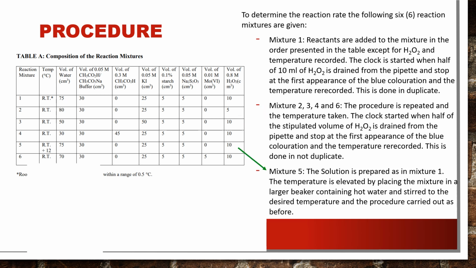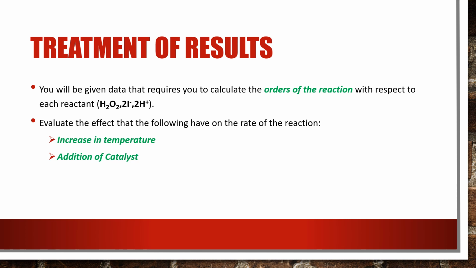For reaction mixture 5, the solution is prepared as in mixture 1, the temperature is elevated by placing the mixture in a larger beaker containing hot water and stirring to the desired temperature, and the procedure carried out as before. You will be given individual data that requires you to calculate the orders of the reaction with respect to each reactant, that is, hydrogen peroxide, iodide ions, and H plus ions, and also to evaluate the effect that the following have on the rate of the reaction: the increase in temperature and the addition of a catalyst.